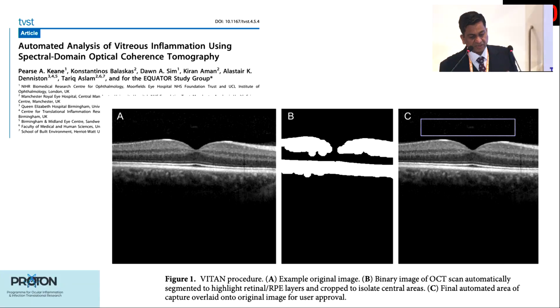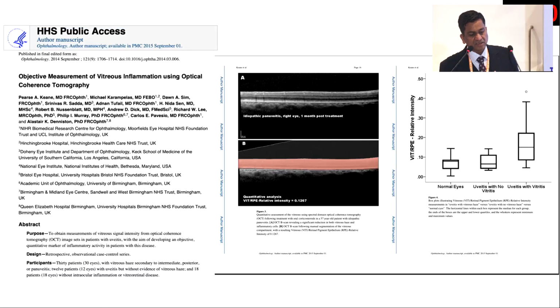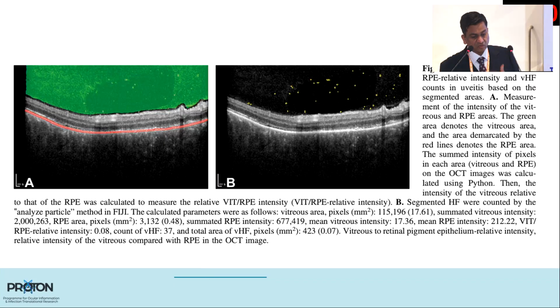There has been work done, first by P.S. Keen, but mostly this work was done by Tariq from Manchester, and he wrote the software, which was further validated by Pierce and Alistair Denniston. And we tried to use that software with the images from Centon after getting the approval for one of the studies, sirolimus, but we were not getting very promising results. And then we thought of developing our own software.